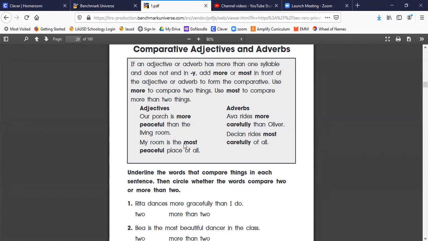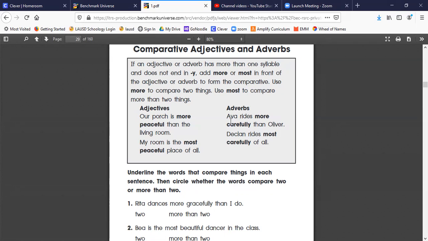So my room is the most peaceful place of all is the superlative. Of all the places, mine is the most. And then more is sort of like the ER. Our porch is more peaceful than the living room. We're comparing two places, the porch and the living room.